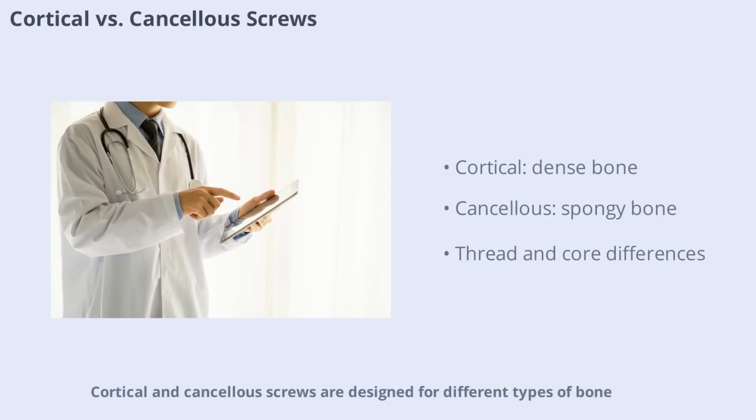Cortical and cancellous screws are designed for different types of bone. Cortical screws are used in dense, hard bone, while cancellous screws are for spongy, low-density bone. The differences in thread design and core diameter are tailored to maximize fixation and minimize the risk of screw pullout. Understanding these differences is crucial for selecting the right hardware for each clinical situation.